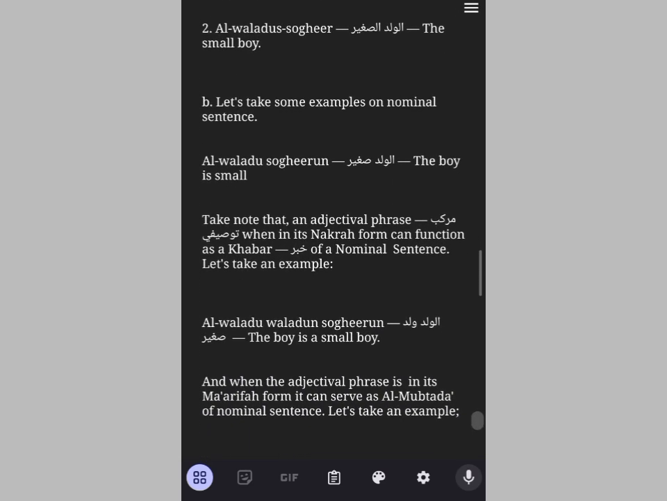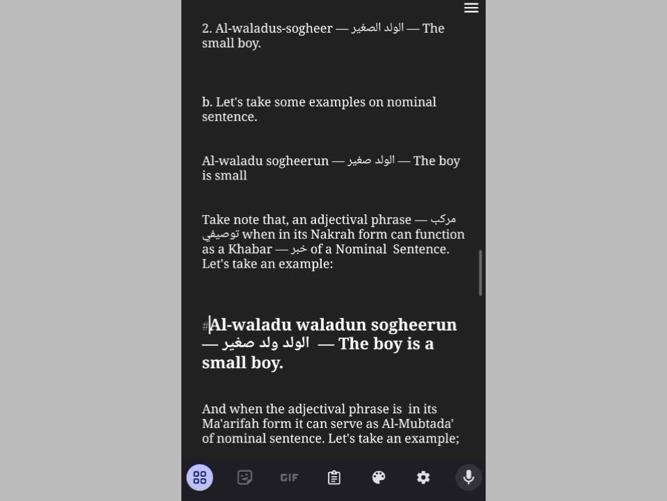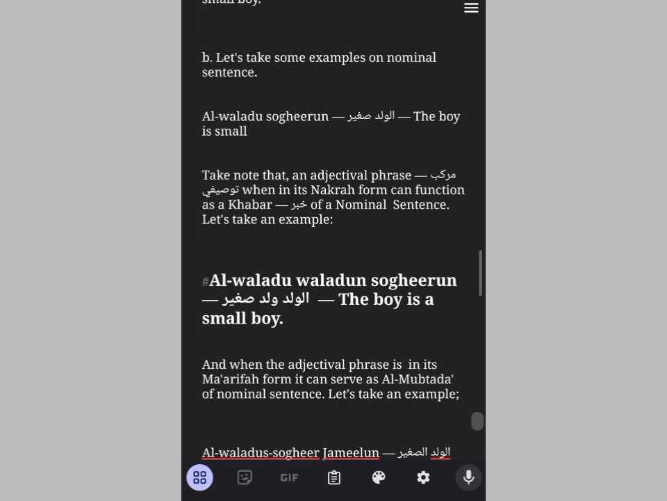However, when you have a مركب توصيفي, which is a nakra, such مركب توصيفي can serve as khabar in a jumla ismiya. And when مركب توصيفي is all ma'rifah, they can serve as mubtada in a jumla ismiya. So let's look at a good example here. الولد ولد صغير. The boy is a small boy. Alright? So ولد صغير is مركب توصيفي and is serving as a khabar in this case.